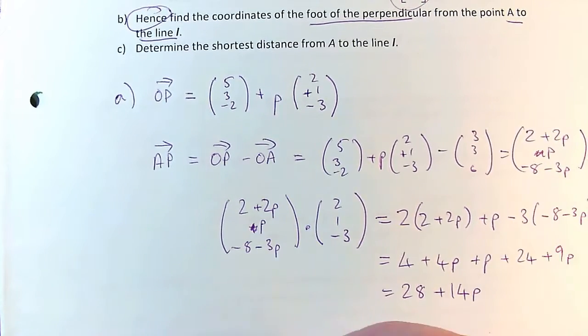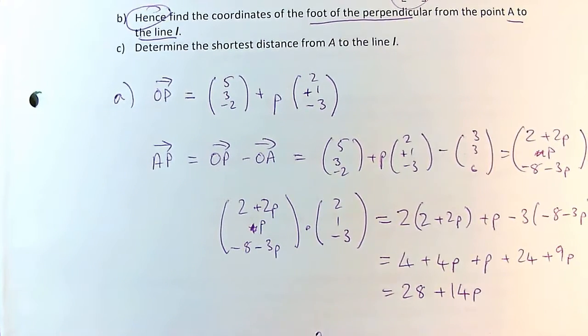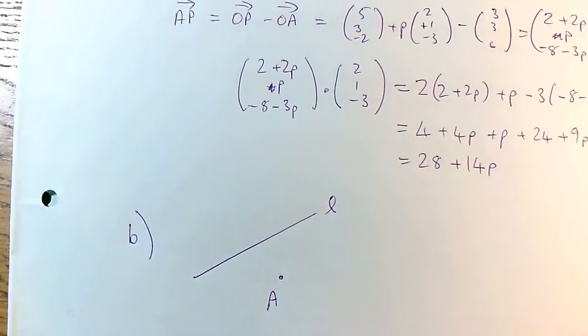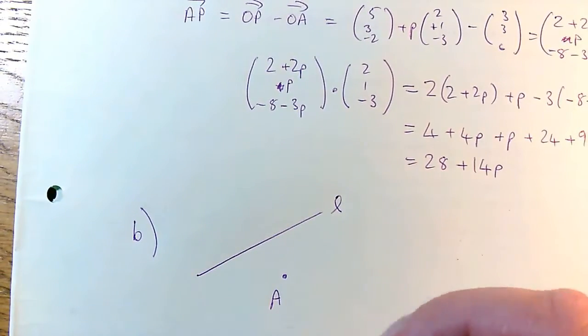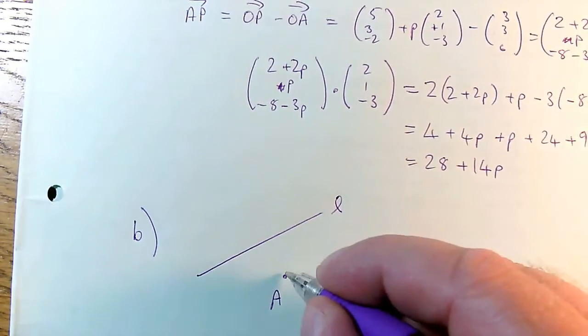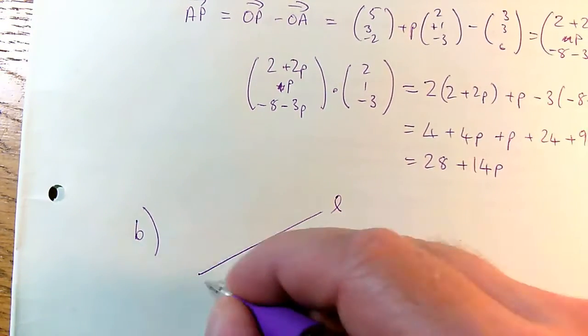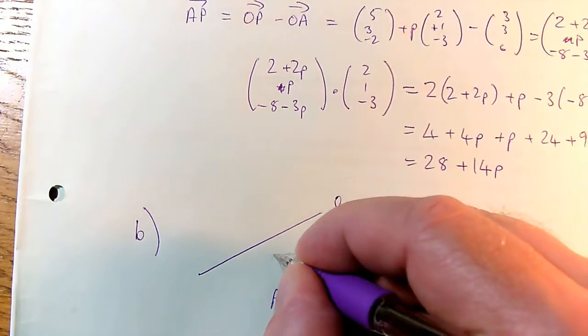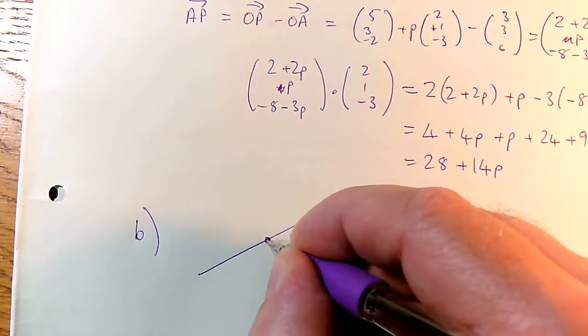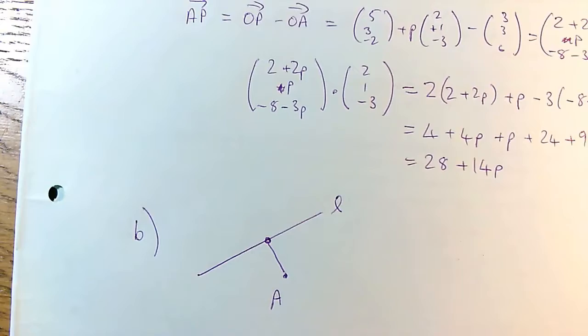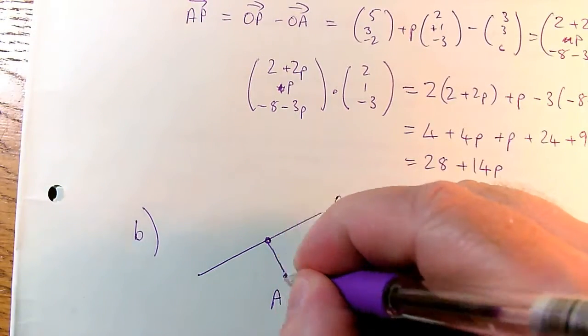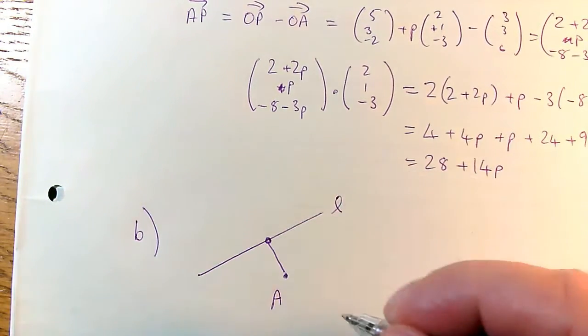So here's my line L. Here's my point A. Okay, there, line L, point A. And it says find the foot of the perpendicular from A to the line. So we need to draw the line that goes from A and meets the line at a right angle. So that's this. Okay, so that's the foot of the perpendicular. And this line from A to this point is perpendicular to the line.